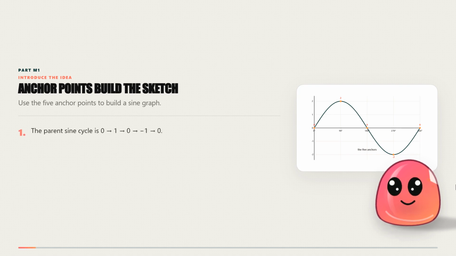Use the 5 anchor points to build a sine graph. Here's the key idea. The parent sine cycle is 0, 1, 0, -1, 0. Parameter a multiplies every output. For y equals 2 sin x, each output is doubled.